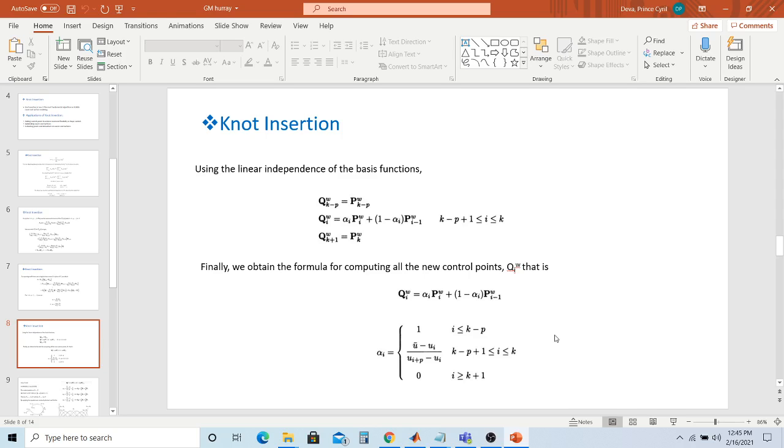Now, by using the linear independence of the basis function, we can conclude that q sub i raised to the power of w must be equal to alpha sub i p sub i w plus 1 minus alpha sub i p sub i minus 1 w for k minus 1 plus p is less than or equal to i is less than or equal to k, which allows us to get the final equations by computing all the new control points q sub i w, that is, q sub i w is equal to alpha sub i p sub i w plus 1 minus alpha i p sub i minus 1 raised to the power of w.